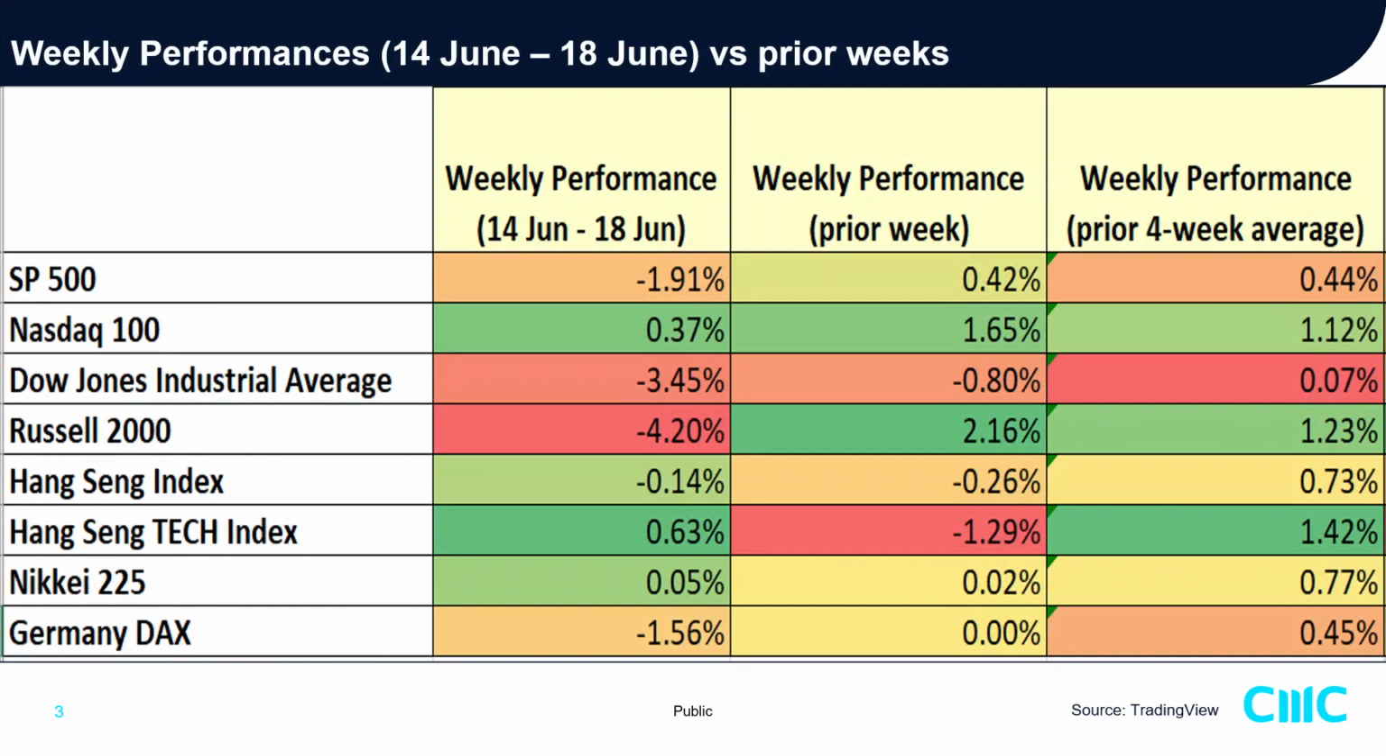Let's look at the raw momentum stats. Raw momentum stat measures the rate of change versus the prior week and the prior 4 week average of the various major stock indices across the group, from last week's performance, 14th of June to 18th of June.